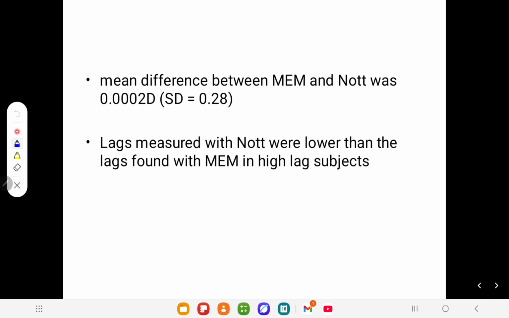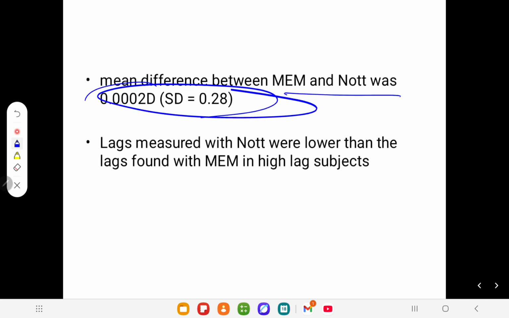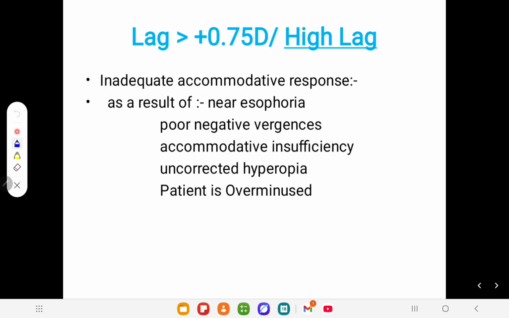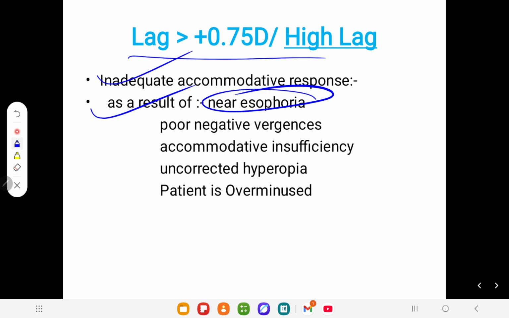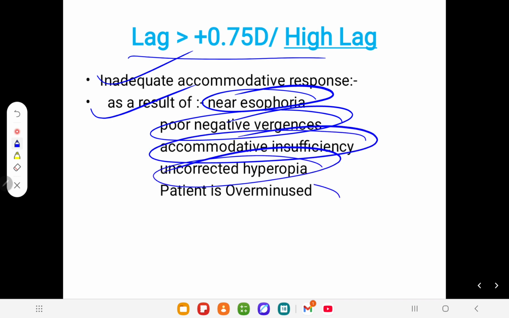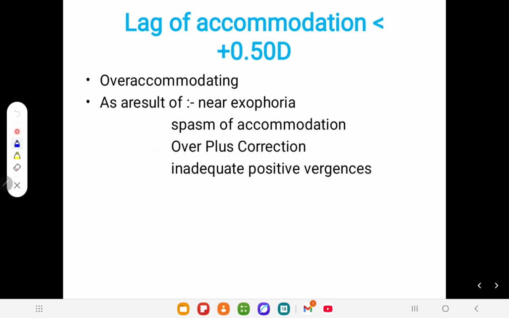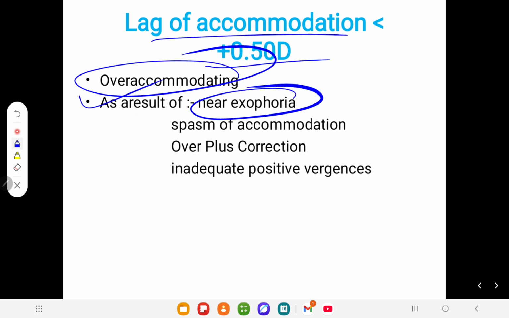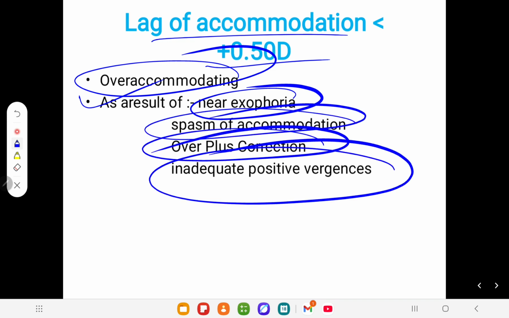The mean difference between MEM and Nott is very, very low. Okay, lag measured with Nott was lower than the lag measured by MEM in high lag subjects. Okay, that's in high lag subjects only. So lag greater than 0.7 is high lag, an inadequate accommodative response as a result of near esophoria, poor negative convergence, accommodative insufficiency, uncorrected hyperopia, or patient with over minus. It's very important. But at the same time, lag less than 0.5 is over accommodation, as a result of near exophoria, spasm of accommodation, over plus correction, inadequate positive convergence.